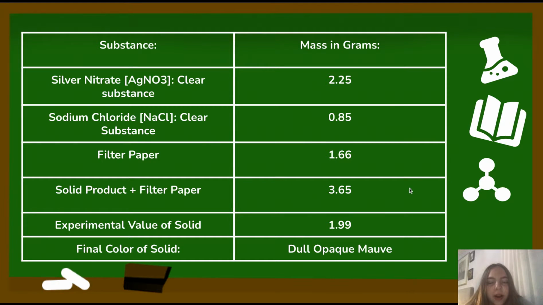When I weighed the final solid, which also included the filter paper because it was contained within it, I got 3.65 grams, and by subtracting the weight of the filter paper, I got the experimental value of the solid to be 1.99 grams. And this color actually turned out to be an opaque mauve color from its original white color when we initially mixed the two chemicals.